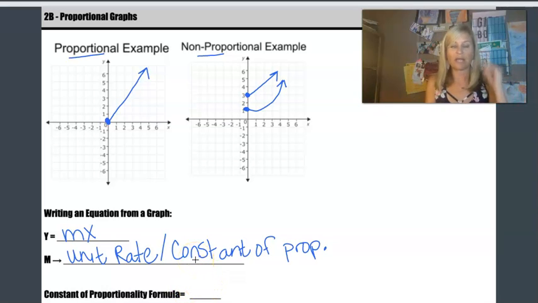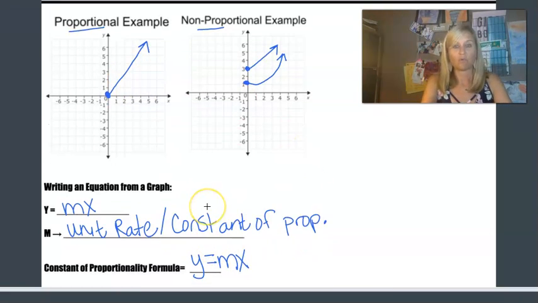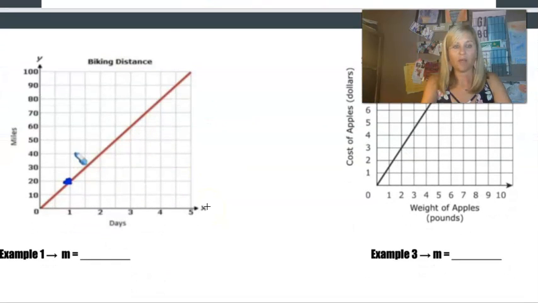Memorize that, because we're going to ask you how to write an equation from a graph, and so you'll have to use this little setup. Again, that is y equals m times x. All right, so moving forward, here's a couple of examples of how you might see this.